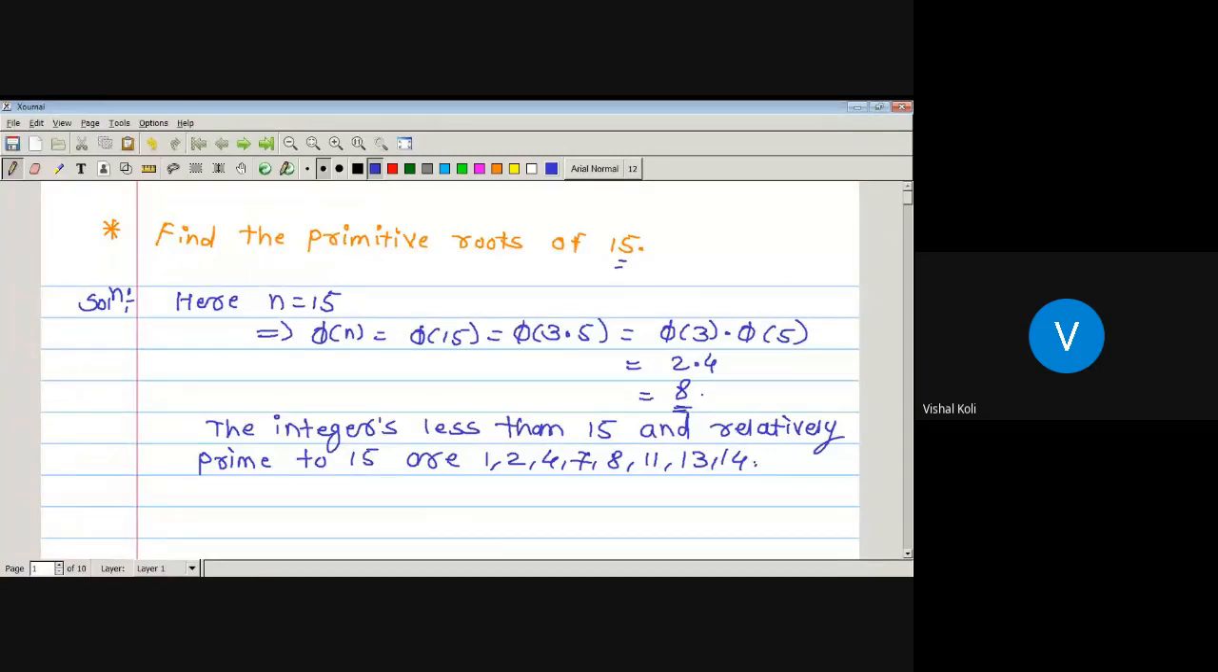Okay, so these are the numbers 1, 2, 4, 7, 8, 11, 13 and 14. That is 1, 2, 3, 4, 5, 6, 7, 8, that is they are 8 in number. Therefore these are the 8 integers which are less than 15 and relatively prime to 15.